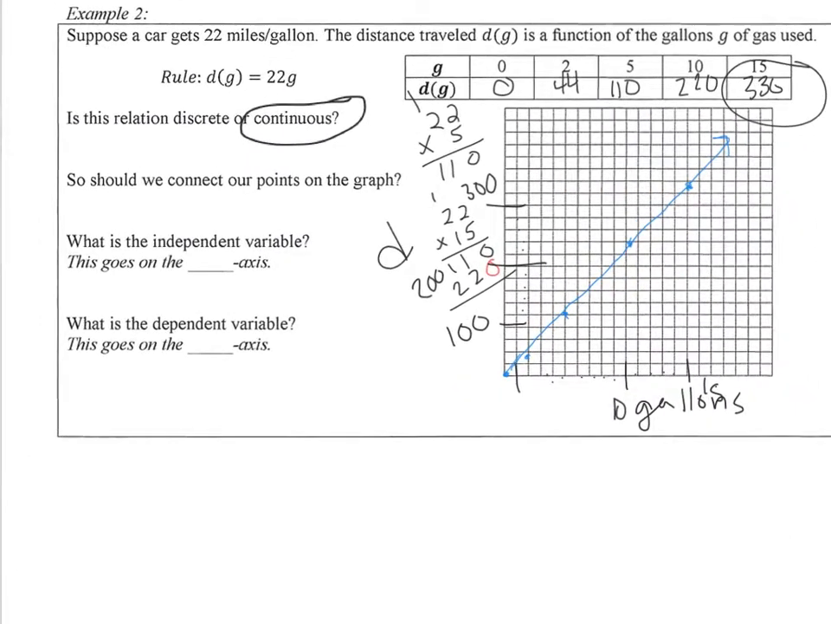So should we connect our points on the graph? Yes. What is the independent variable? Remember, this goes on the x-axis. So this is gallons. And the dependent goes on the y-axis, and it's gallons used, or gallons of gas.